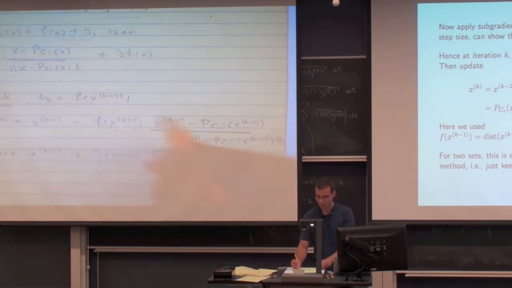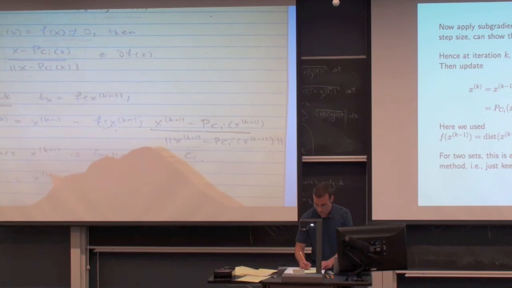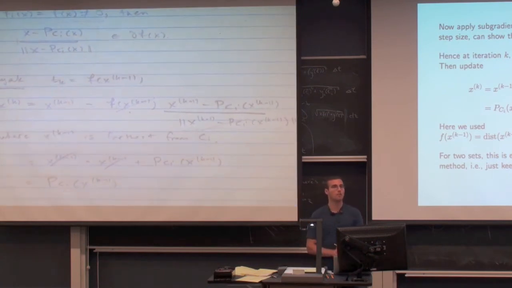So look, these are exactly the same by definition of Ci. So what's the update rule? It just looks like xk minus 1 minus xk minus 1 plus the projection onto Ci of xk minus 1. From that, these cancel. So the update rule is actually I just take xk minus 1 and I project it onto the set that it's farthest from. And that gives me xk. The next step, I find the set that that's farthest from, and I project onto that set, etc.